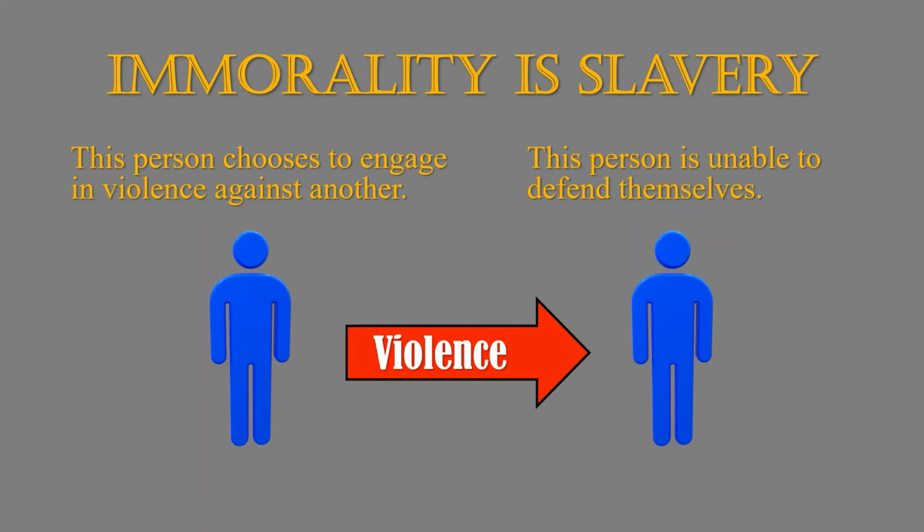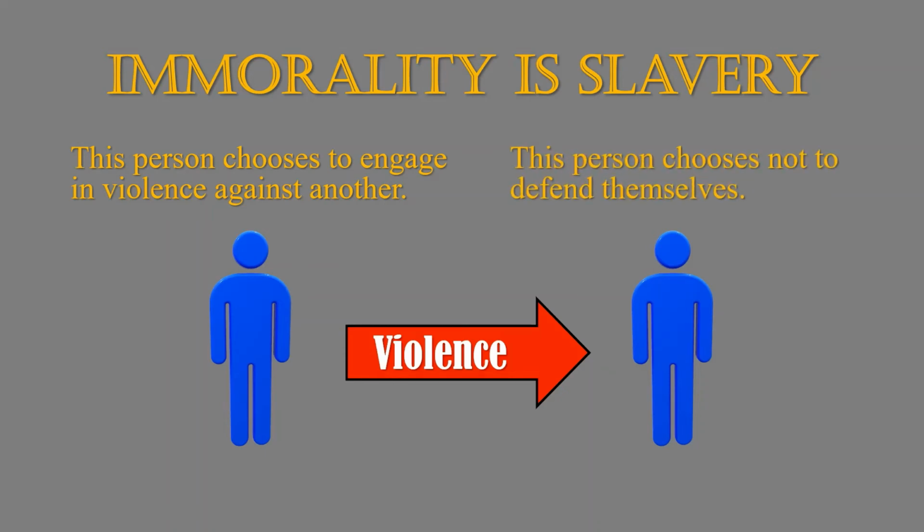You got this person chooses to engage in violence against another, and you got the arrow indicating the violence, and the person having the violence engaged against them. This person is unable to defend themselves. That's slavery right there. See, people can't get that. Even when one person does that to another, that's slavery. It just is. And people will fight this to their dying day.